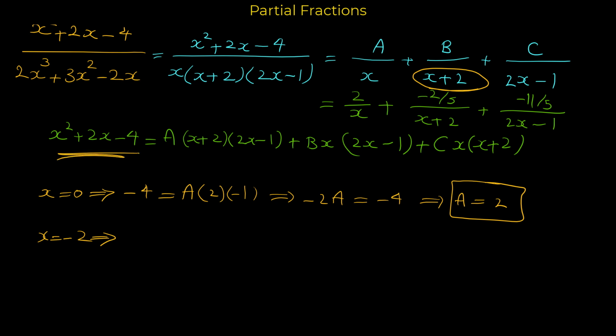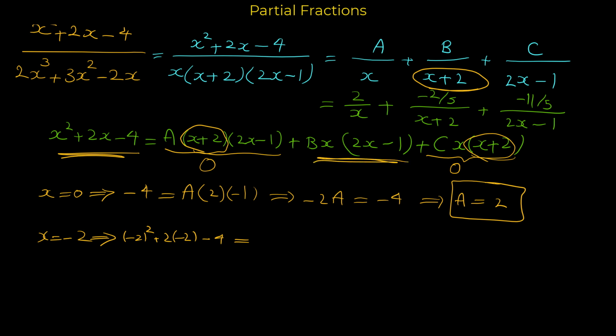If we plug in negative 2 here, we have negative 2 to the 2 plus 2 times negative 2 minus 4. When we plug in negative 2, this would be 0. This is also 0. The reason is that we have this factor x plus 2, and when we plug in negative 2, negative 2 plus 2 is 0. 0 times anything is 0, and these terms vanish. So we only plug in negative 2 in this middle term.